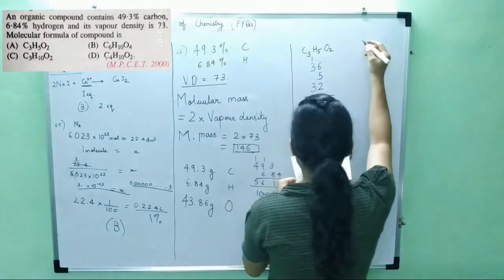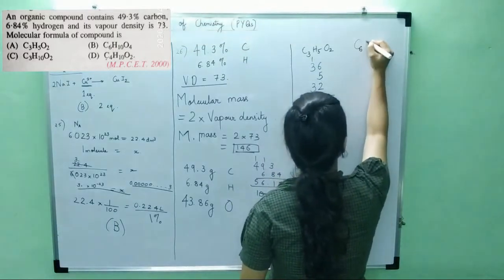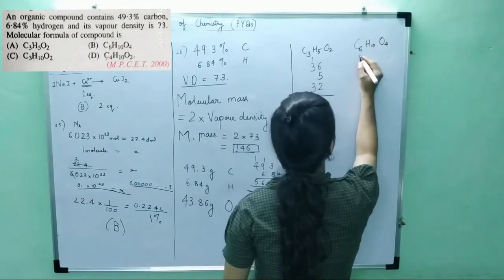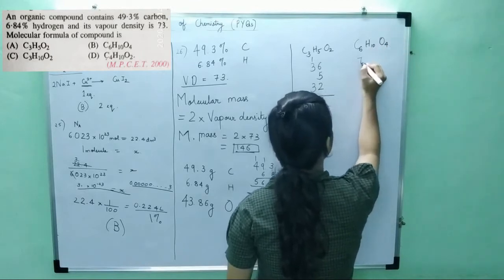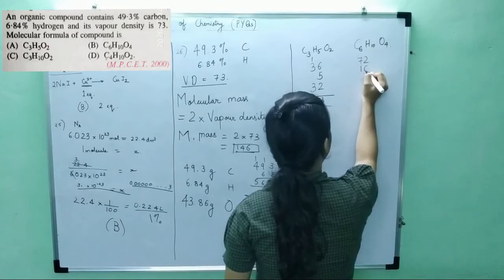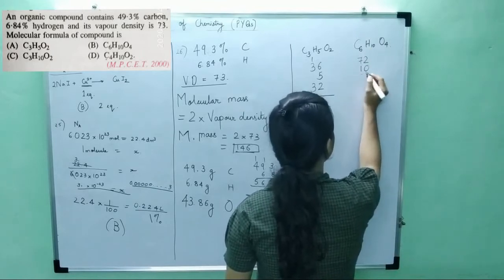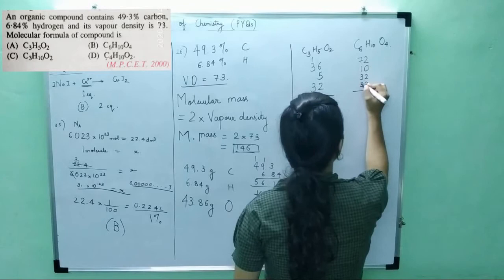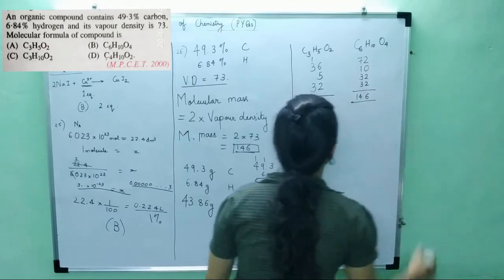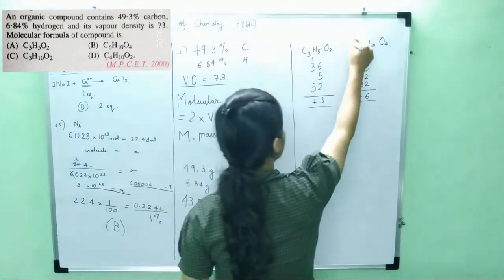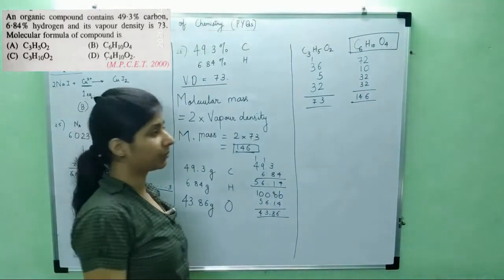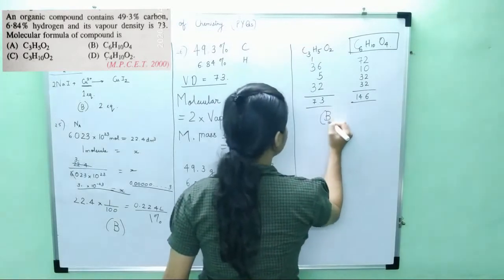Let's check B. B is C6H10O4. So 12 into 6 is 72. Then 10 hydrogen and 16 into 4, so it is 2 times 32, right? So this comes out to be 146. So if you see from the options, we have the B option to be the right answer. So the answer is B.